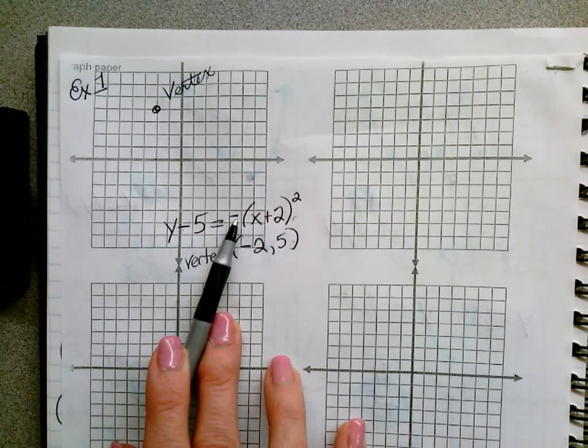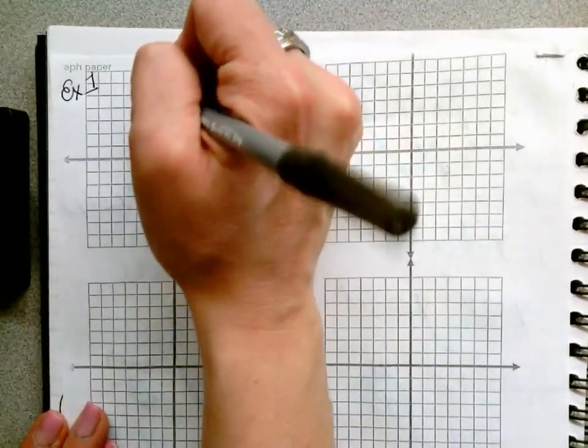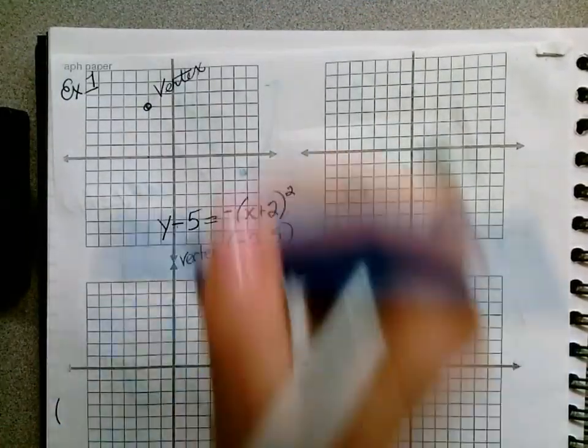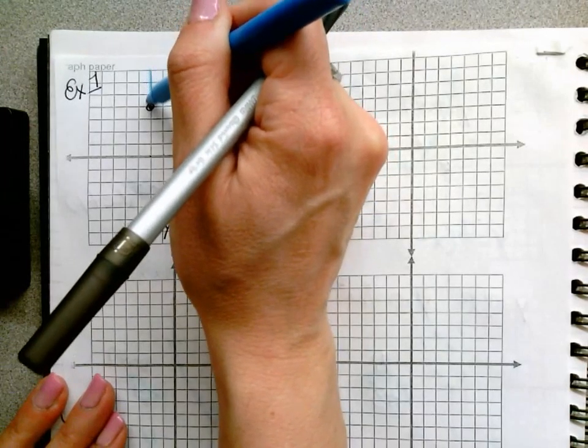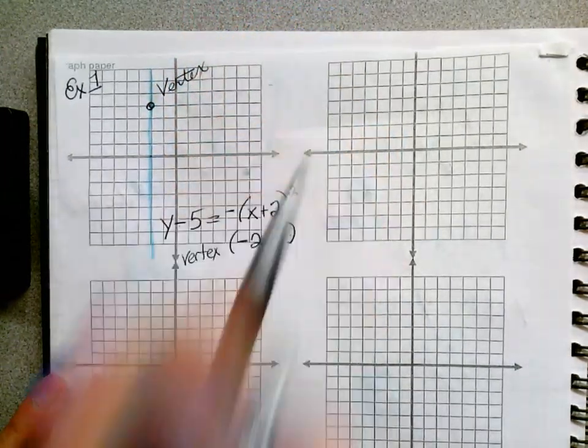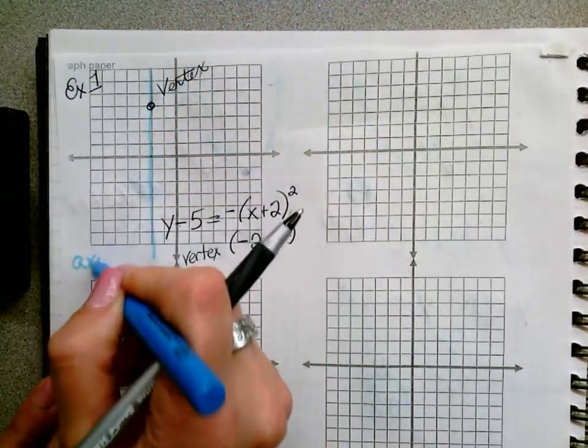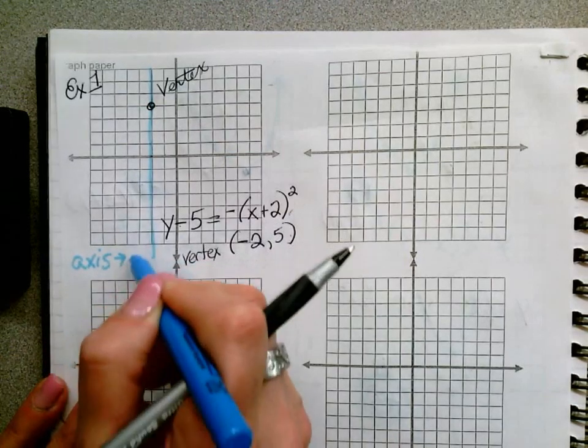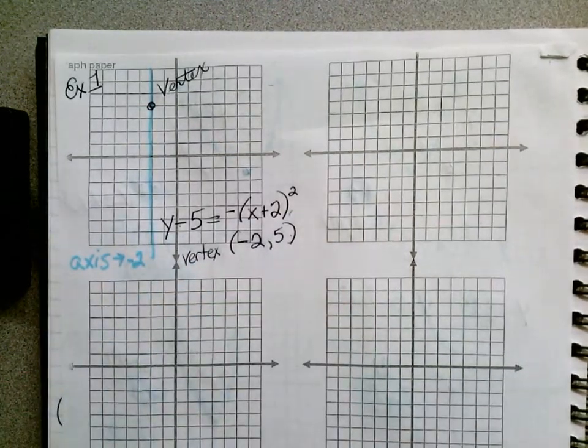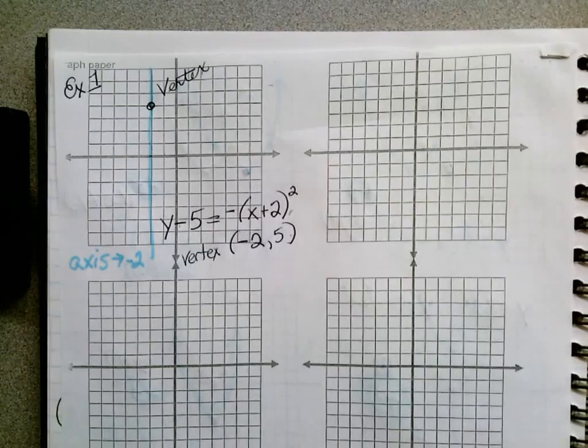Okay? The second question they ask is the axis. Well, if I draw a line right down the middle, the axis is located at negative 2. That's where the thing is cut down the middle. Okay? Now, how on earth do I graph the rest of this?